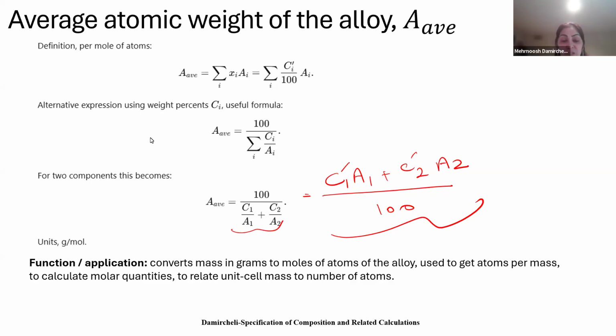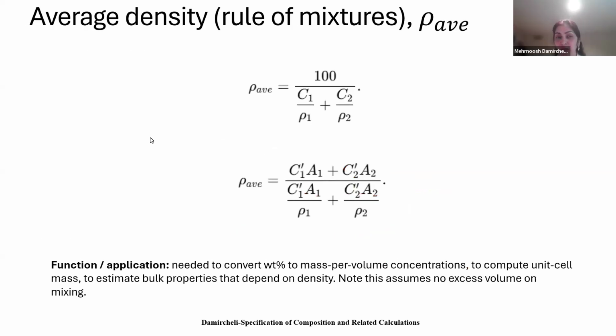Okay, so what is the function of that? Convert mass in grams to moles to atoms of the alloy used, to get atoms per mass, to calculate molar quantities, to relate unit cell mass to number of atoms. And here, average density or rho average. Average density can be estimated using the rule of mixtures. It combines the density of each component weighted by their volume or mass fractions to give an overall density for the alloy. What is rho average?